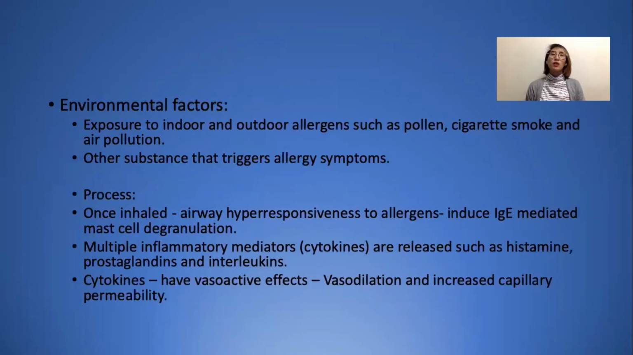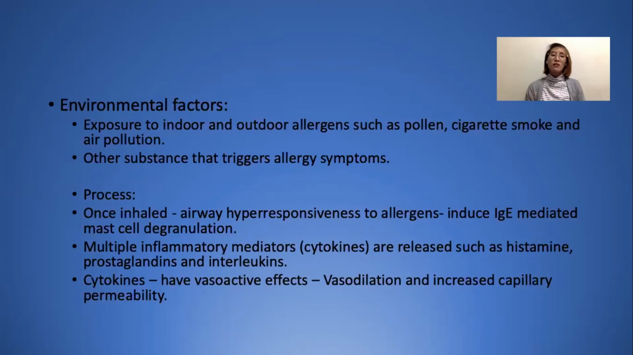Furthermore, exposure to external agents such as allergens, for example pollen, cigarette smoke, air pollution, and other substances that trigger allergy symptoms can cause an asthma attack. When these allergens are inhaled and trigger the airways to respond in an abnormal and exaggerated way, it starts inducing an IgE-mediated mast cell degranulation. In this process, multiple inflammatory mediators are released, such as histamine, interleukins, and prostaglandins.